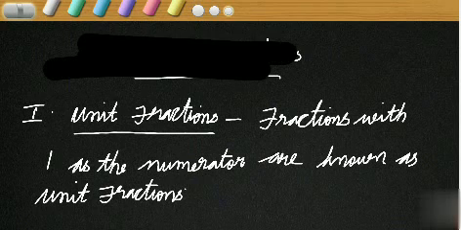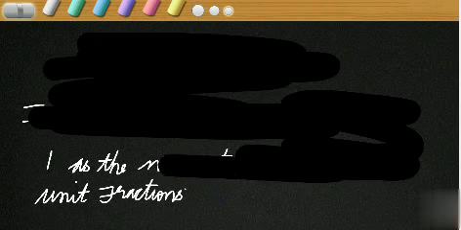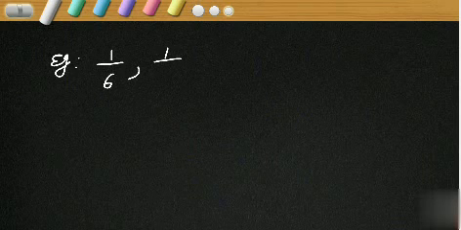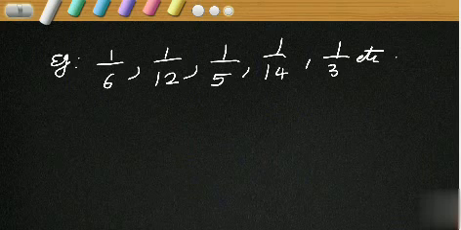Okay, write down examples. You can write your own examples, no problem in that. For example 1 by 6, 1 by 12, 1 by 5, 1 by 4, 1 by 14, 1 by 3, etc. Any fraction with 1 as the numerator is a unit fraction.